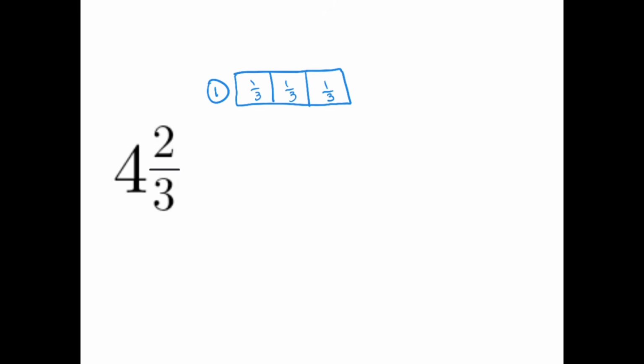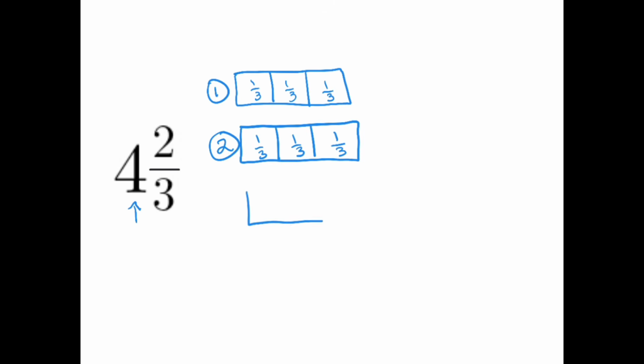Here we have one whole. We need 4 wholes. So let's do this again. Here's 1/3. Here's 1/3. Here is another 1/3. We have 2 wholes. Now let's do this again. We need 4 wholes. 1/3, another 1/3, and another 1/3. This is our third whole.